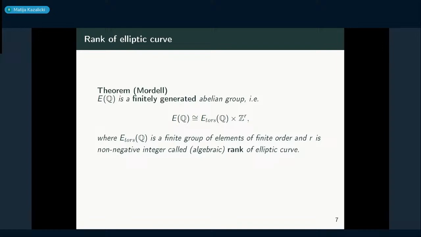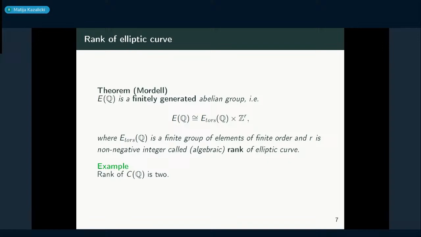So what I was referring to earlier is Mordell's theorem, which tells us that this set of rational points, with respect to the previously defined operation, is a finitely generated abelian group. And the structure theorem for finitely generated abelian groups tells us that it can be represented as the sum of the finite group of elements of finite order and the free part. The number of copies of Z in this free part is called the rank of the elliptic curve. And this is the main focus of what we are going to talk about today.